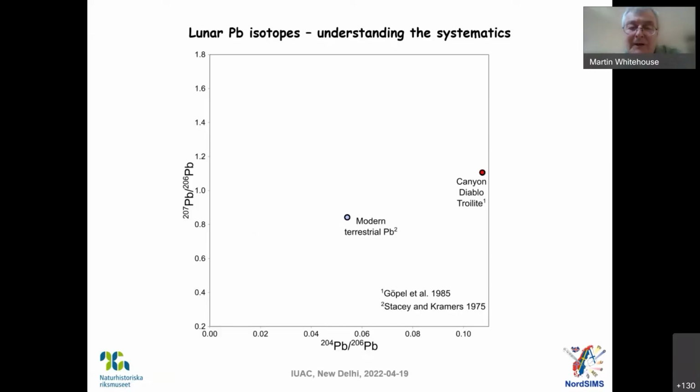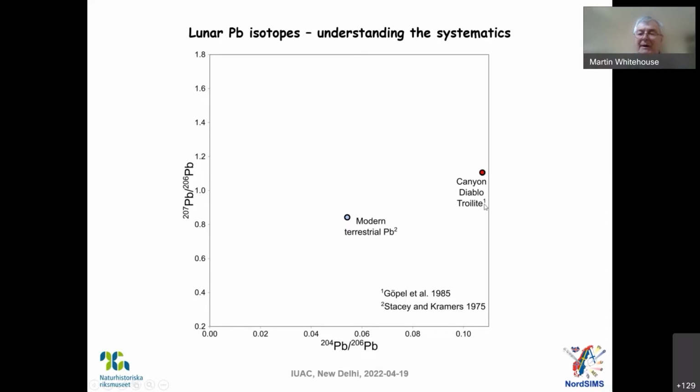So just to give a background how we've done this type of work, you need to understand a little bit the systematics behind lunar lead isotopes. And what we do is we use a different form of the lead isotope diagram. This is the inverse lead isotope diagram, where we plot the 207-206 ratio against the 204-206 ratio, because very radiogenic compositions get compressed to the axis here.